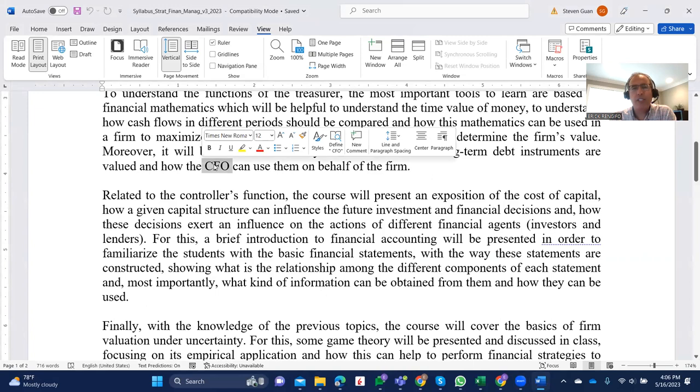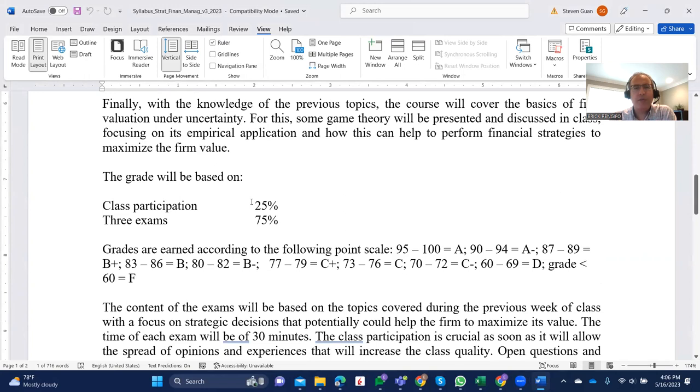In terms of grading, class participation is going to be 25%. So be active in the class. The Zoom class is not going to count a lot. It's very tricky to see you, but during the regular classes, I will see you. Try to participate and try to do all the assignments that I will provide you in class and outside of the class.